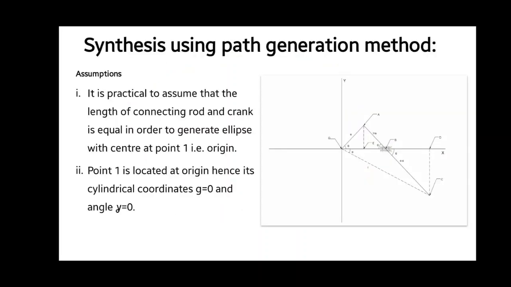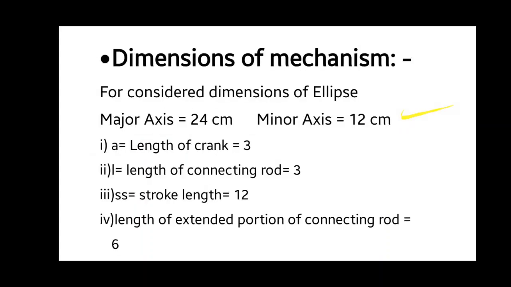The path generation method is used for synthesis of the mechanism, for which we assumed that the length of the connecting rod and the crank is equal, in order to generate the ellipse with center at the origin. Thus, the dimensions of various links were obtained for our considered ellipse, with major axis 24 cm and minor axis 12 cm. The dimensions include the length of the crank, length of the connecting rod, stroke length, and length of the extended portion of the connecting rod.